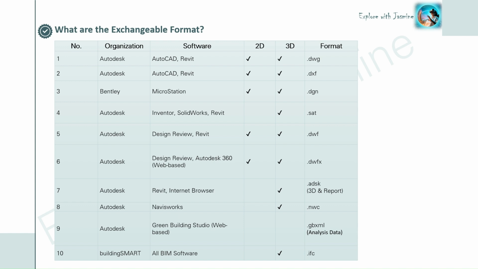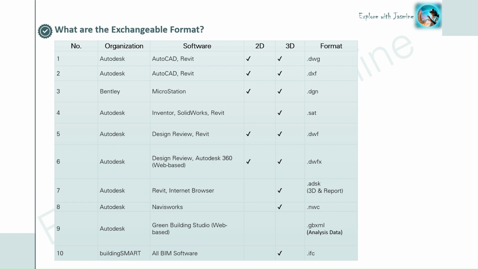NWC. NWC is a Navisworks cache file format used for model coordination and clash detection workflows. It mainly contains 3D coordination data. gbXML stands for Green Building XML. It is mainly used for energy analysis and sustainability studies rather than visual modeling.